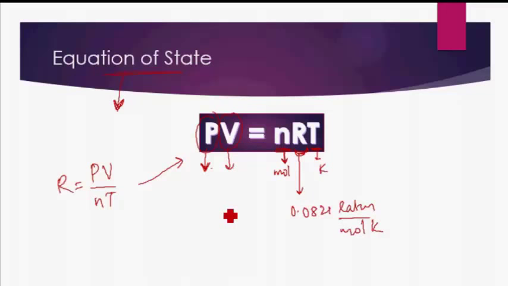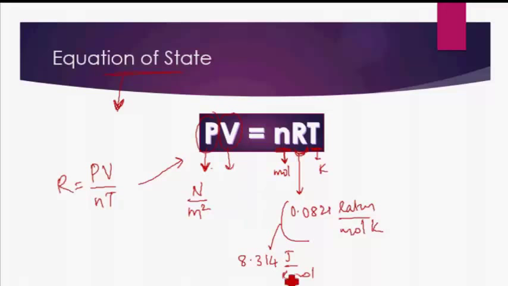Similarly, if you are dealing in SI units, that is, the pressure you are using is in Newton per meter square or in Pascal, then the value of R you use is not 0.0821. Instead, you use the value 8.314 joule per Kelvin per mole. If you use this value of R, you will get the correct answer of volume in meter cube. So this is how you deal with this equation.